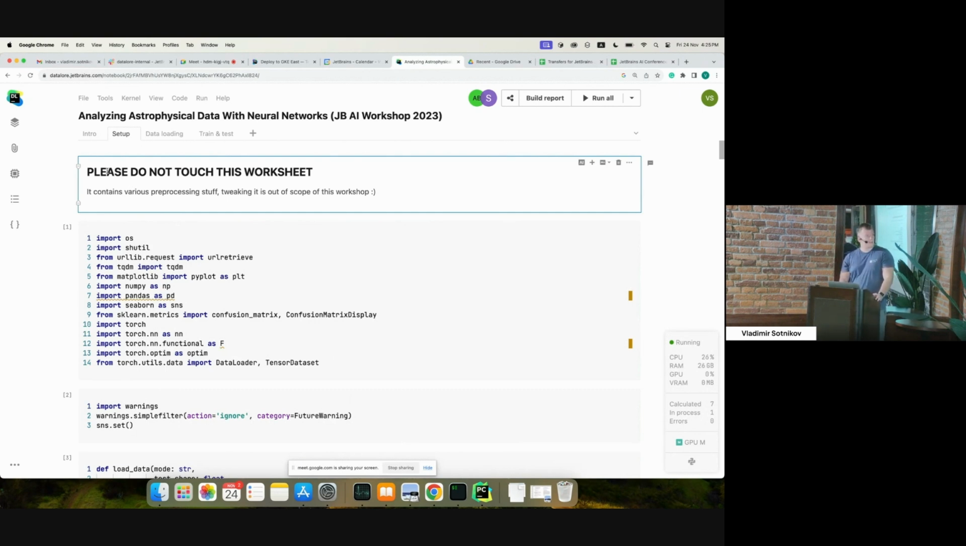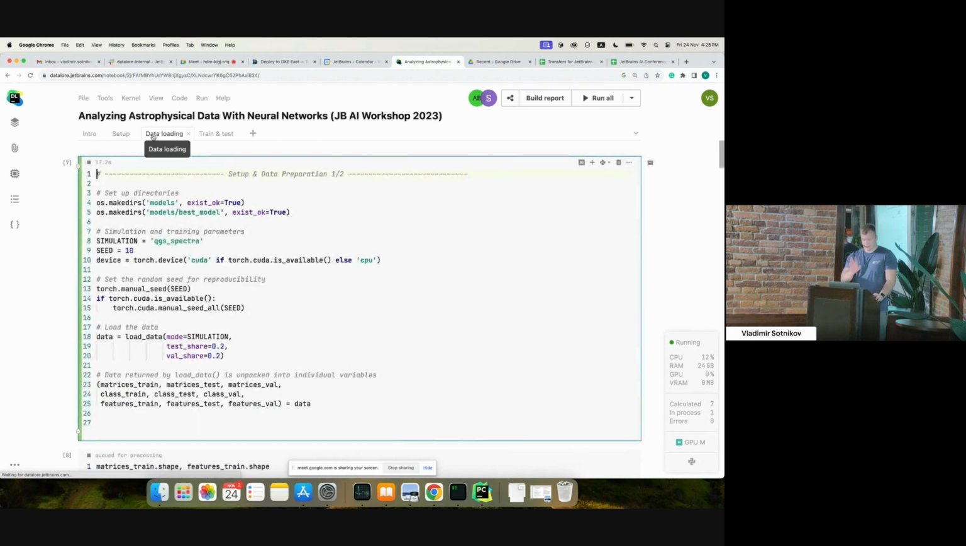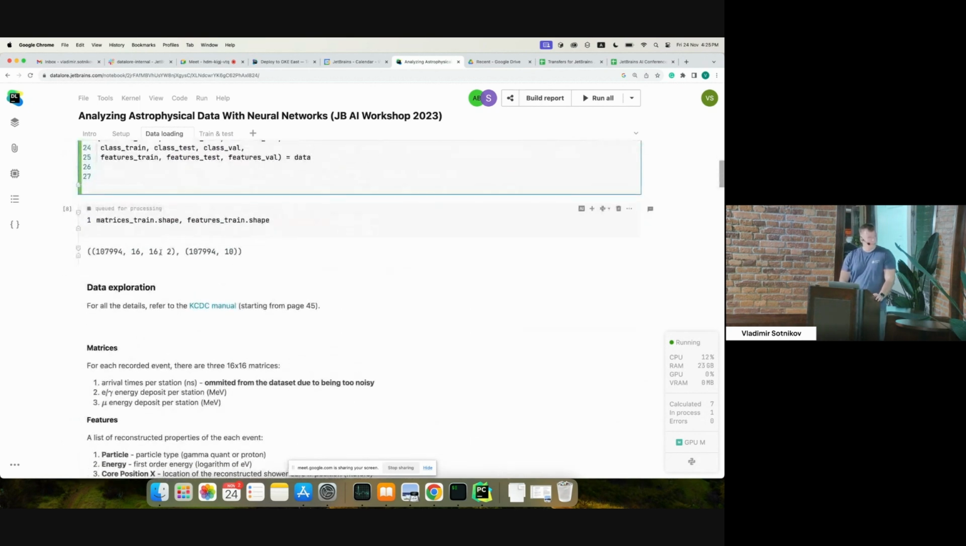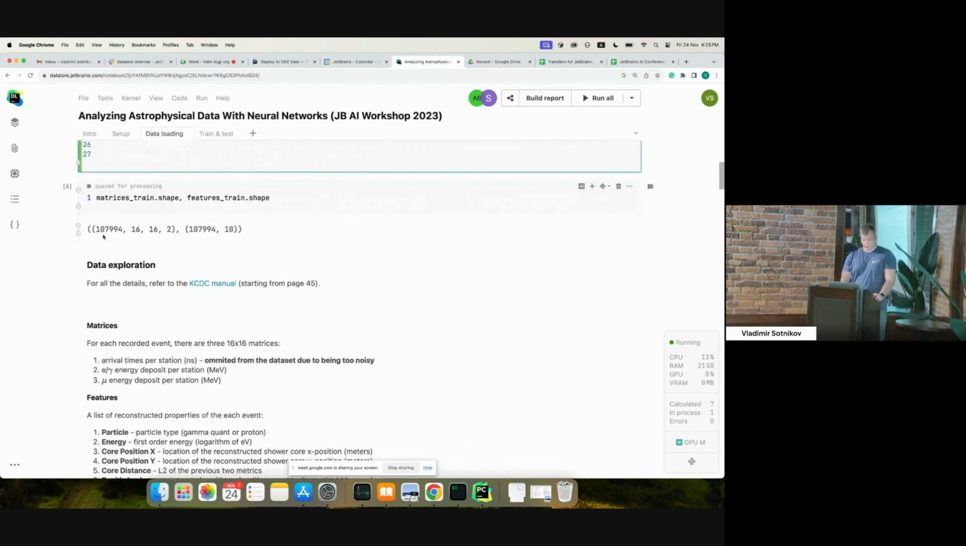Yeah, so this second worksheet says please do not touch this worksheet, and that's what we're gonna do. We're gonna skip it. It contains just some inputs, etc. So right now, while we have some data loading happening, we could skip ahead and check the outputs from the previous run.